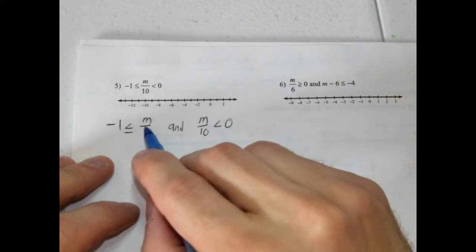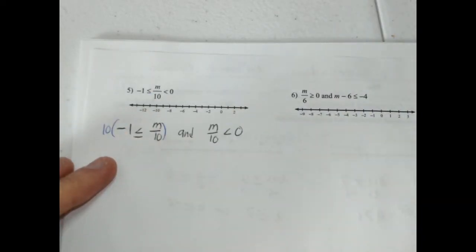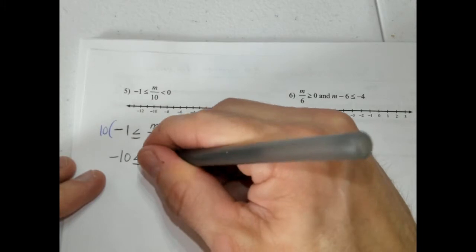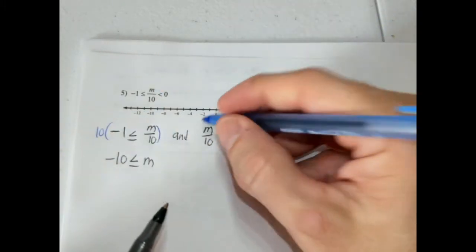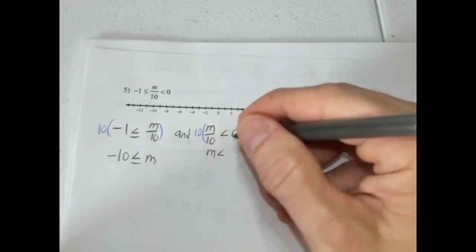So we're going to get m by itself by multiplying both sides by 10. So 10 times negative 1 is negative 10 is less than or equal to m. And over here we're going to multiply both sides by 10, and we're going to get m is less than 0.